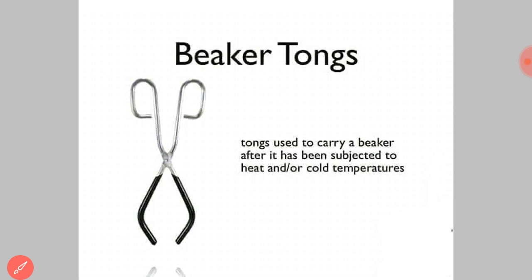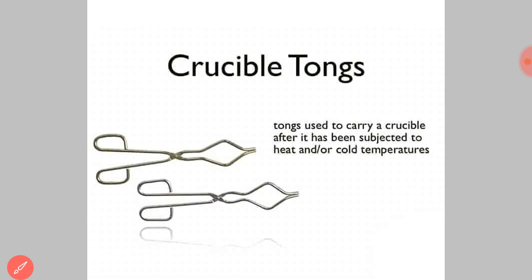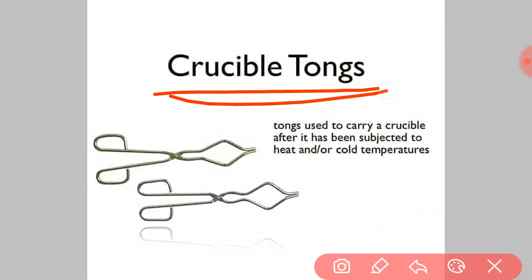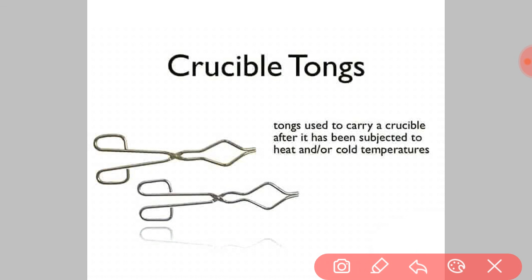Going to the next apparatus, that is the crucible tong. See this, just another type of tong which is used for objects subjected to heat or cold temperatures. Basically the crucible tong is used for hot crucibles in the laboratory. When you heat crucibles in the laboratory, we cannot touch them, but we can hold them with the help of the crucible tong. So this is the lab apparatus crucible tong, and this is the picture of crucible tongs.